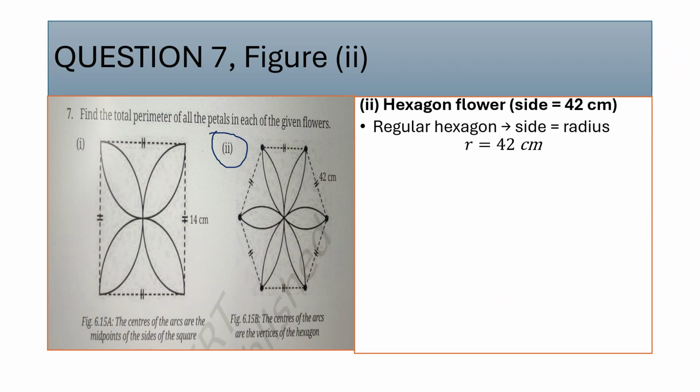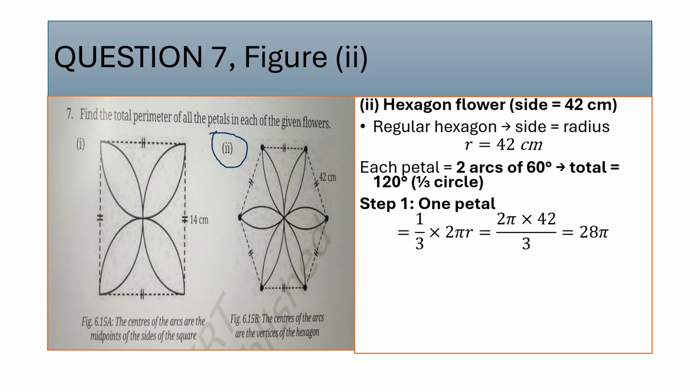So what will be the radius here? 42 centimeter. Now each petal, if you see children, it is 2 arcs of 60 degree, that is total is 120 degree, which we have done in the previous question, which is 1/3 of the circle. So one petal, that is 1/3 of the circumference of a circle, which is 2 pi r. So you will get 1/3 into 2 pi r, that is 28 pi. So once you calculate, you will get 28 into 22 upon 7, which is 88 centimeter.